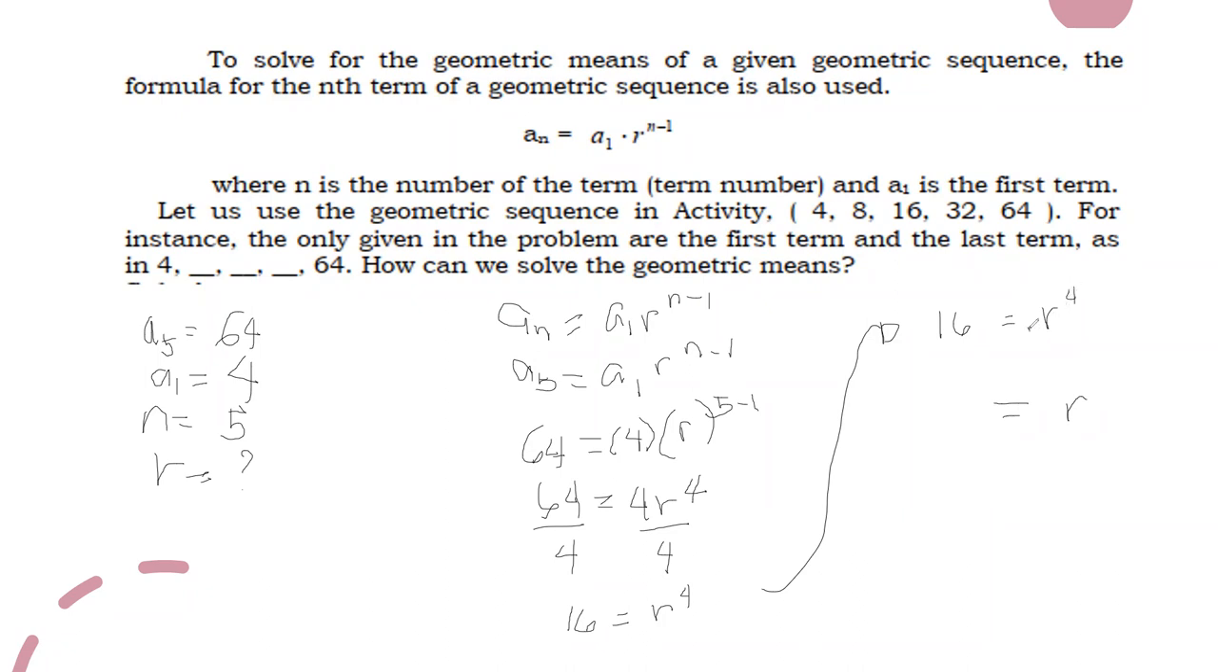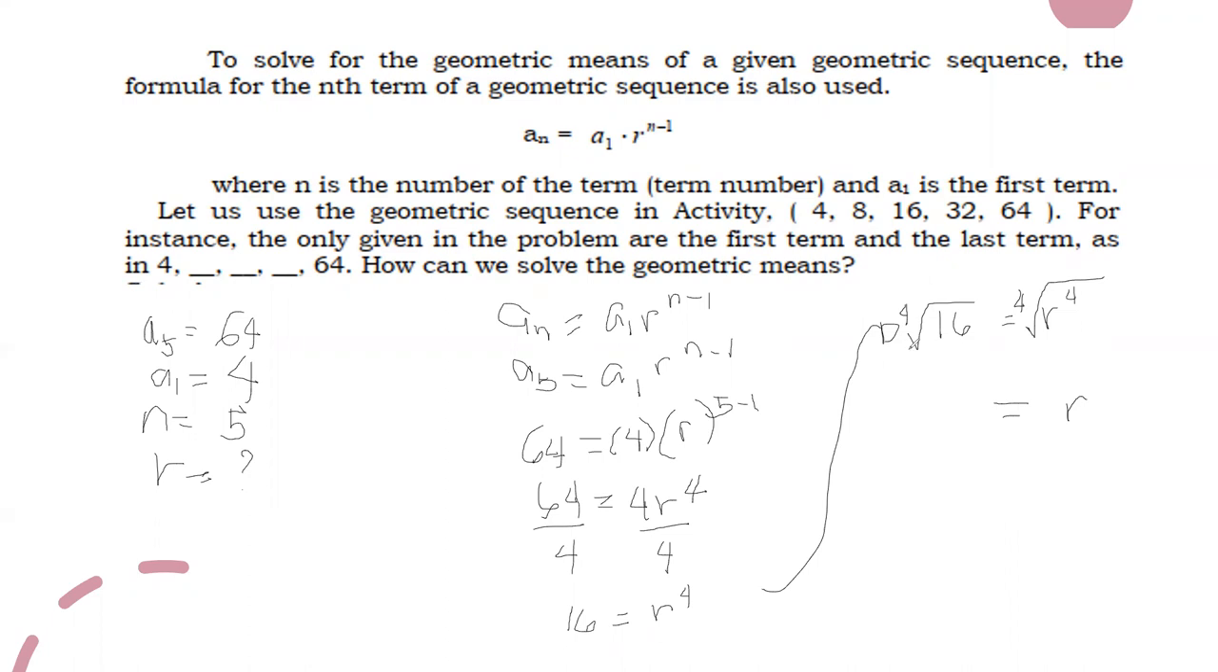Since this is R raised to 4, we'll be using the fourth root. The fourth root, because it's 4. What is the fourth root of R raised to 4? It is R. The fourth root means, what number multiplied 4 times gives R raised to 4? That is R. R times R is R squared, times R is R cubed, times R is R raised to 4. So that is R.